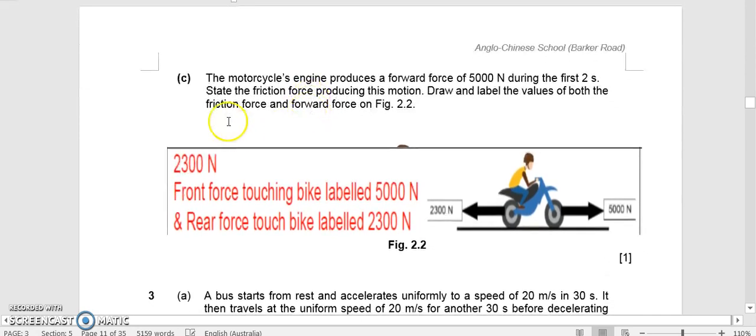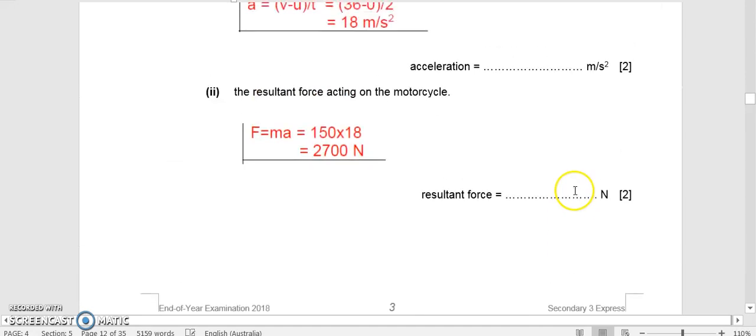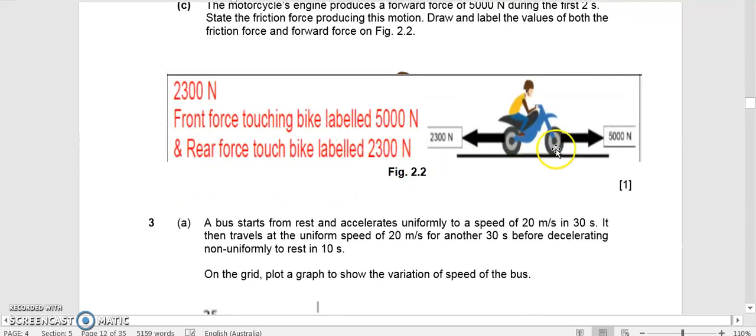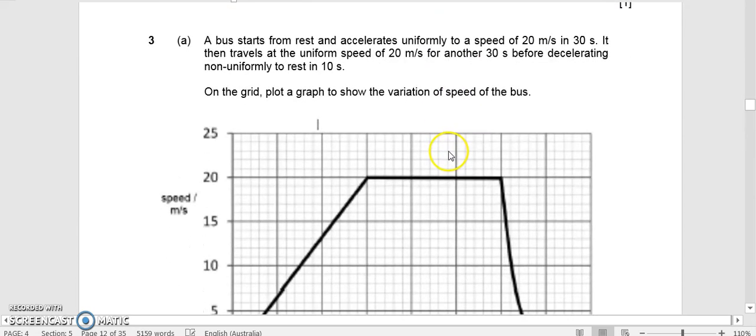Okay. Next part, question part C, they ask you, the motorcycle engine produces a forward force of 5,000 newtons in the first 2 seconds. What's the friction? So if there's a forward force of 5,000 newtons, okay, because we know resultant force here, right? For it to have a resultant force of 2700, I must have a friction of 2,300 newtons here. So forward force labeled 5,000, rear force labeled 2,300.